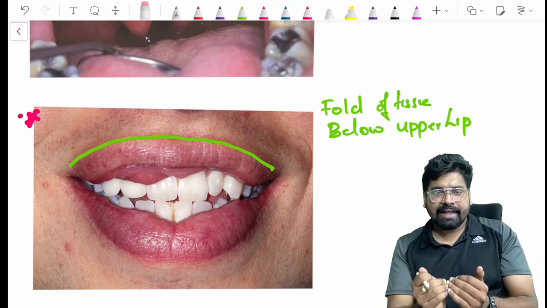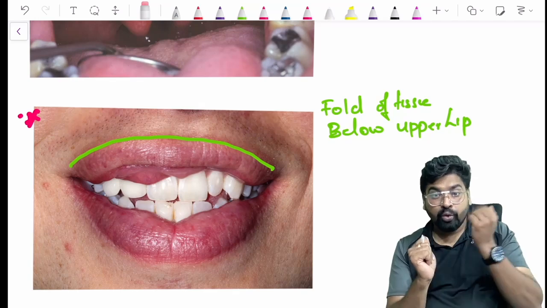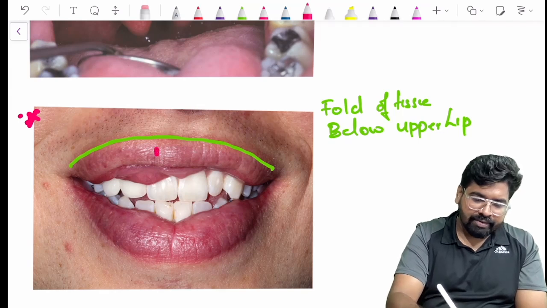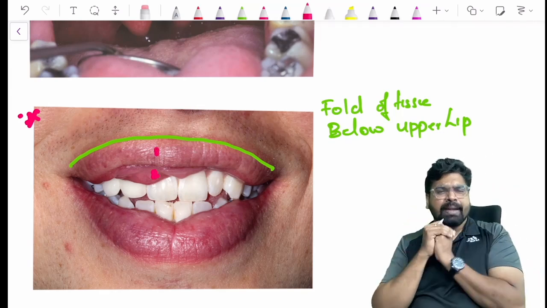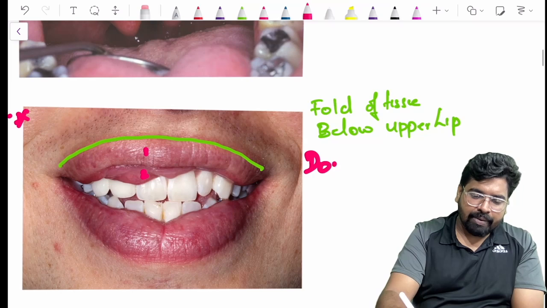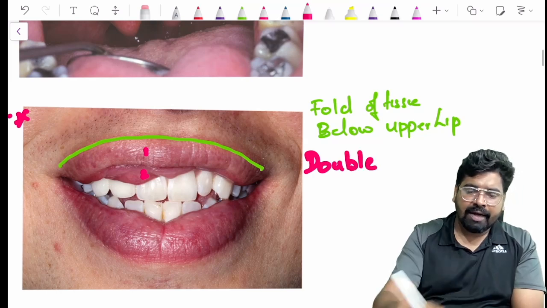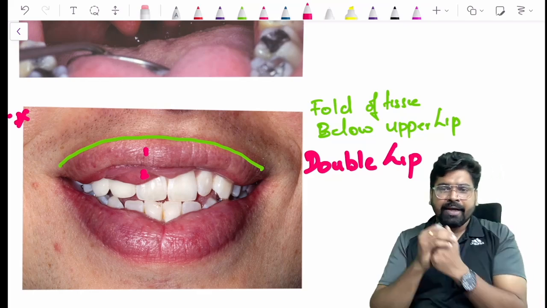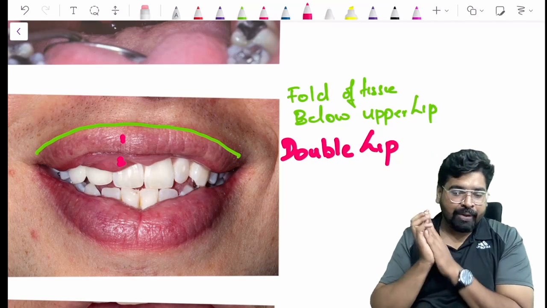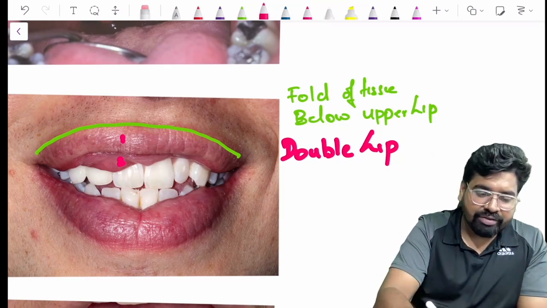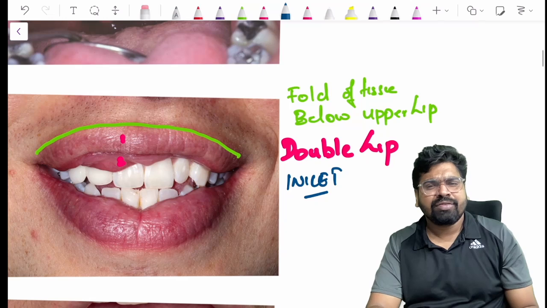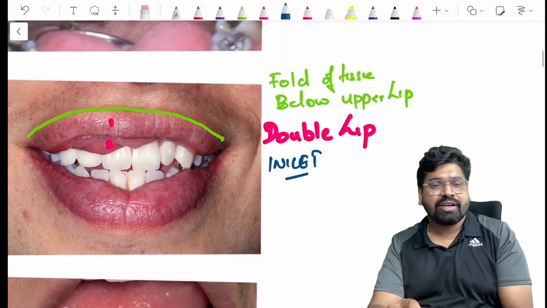So it is seen like they are having two upper lips. One is here and one is here. That is called a condition called double lip. Double lip is a condition where you are seeing an extra mucosal fold in the upper lip. Why is this important? Because there was a question in your INICET on the syndrome which is associated with double lip.